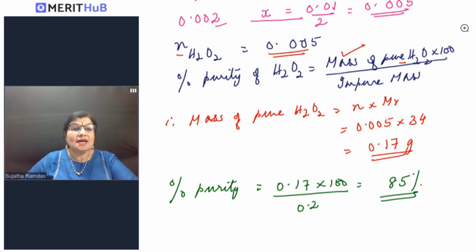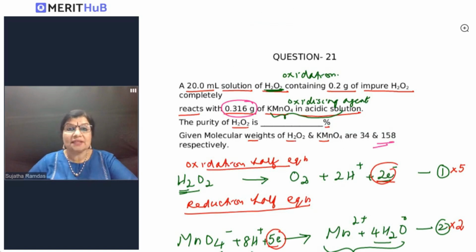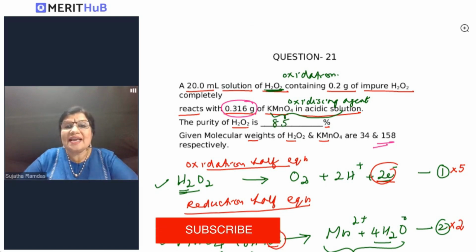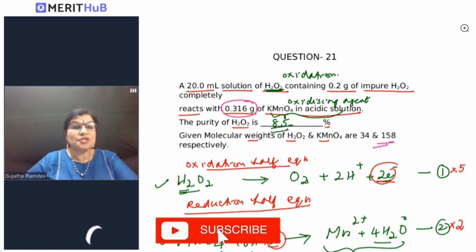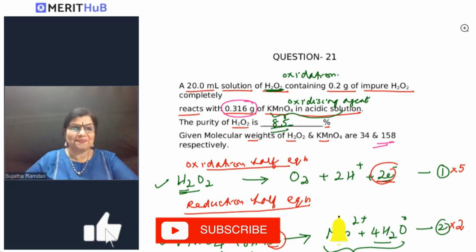So it is a concept involving redox titration, and this question was definitely useful because this made you recollect how to balance the half equations, ionic half equations by the ion electron method and how to arrive at the final redox equation. So what is the final result? The percentage purity is 85%. It is a numerical value type question.